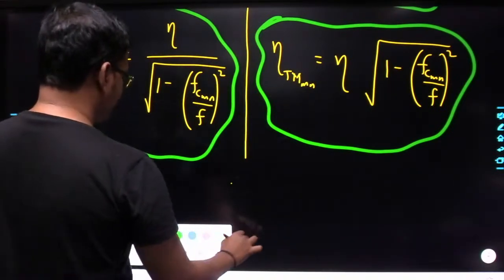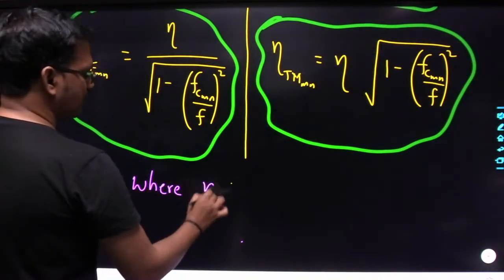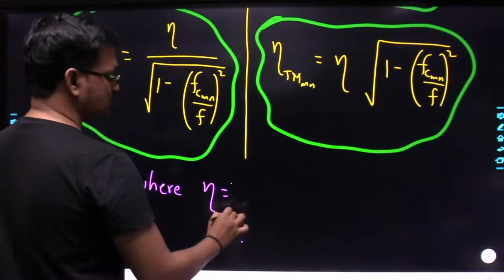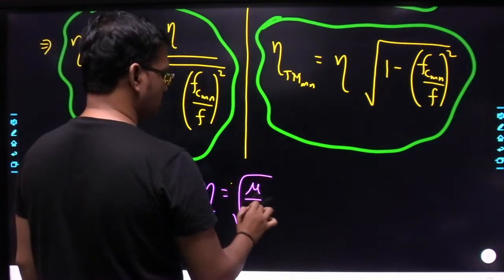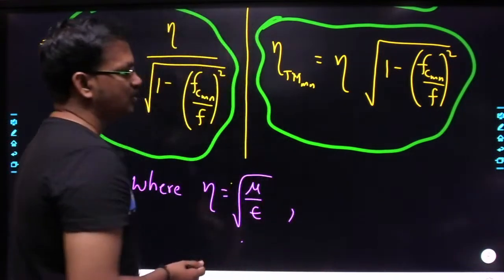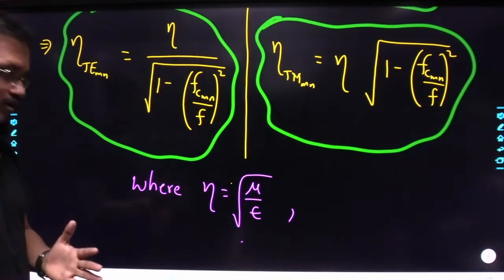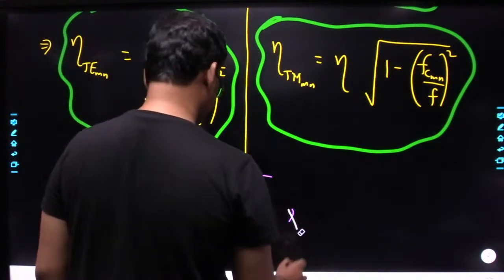Right. Here eta is equivalent to the square root of mu by epsilon. If it is an air filled waveguide, you can replace eta with eta naught, that is the square root of mu naught by epsilon naught, right?